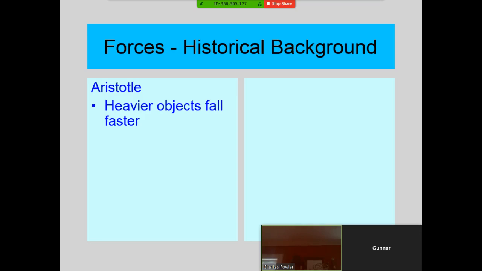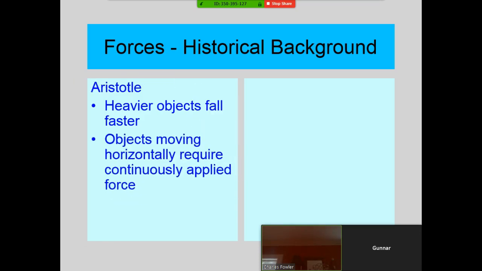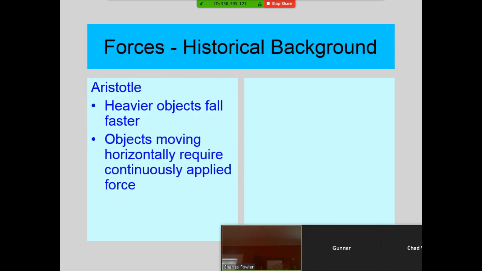Now, that sounds like it makes sense. From one viewpoint, it kind of makes perfect sense. It just seems like that would be the case. However, another is that objects moving horizontally require continuously applied force. So here he is talking about forces to keep moving in that direction.